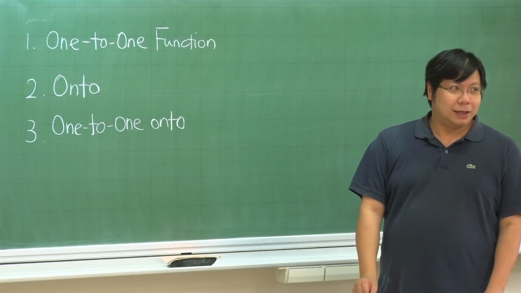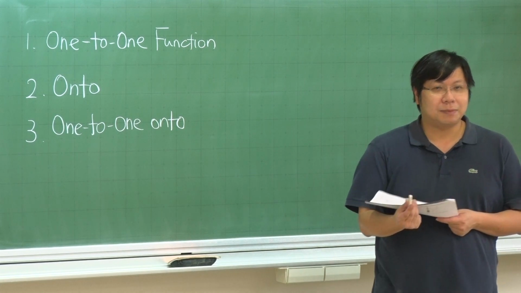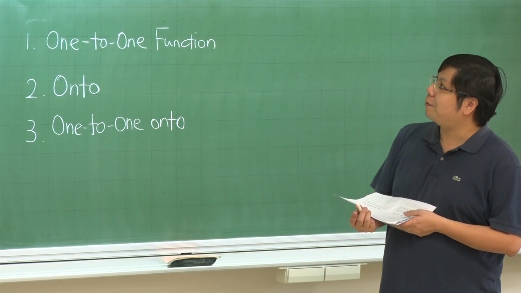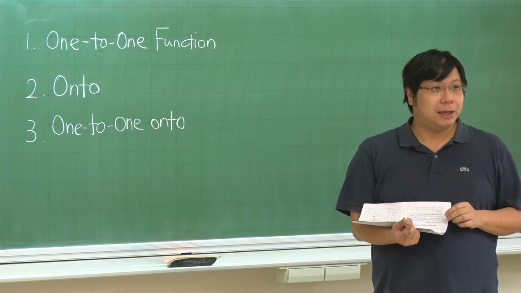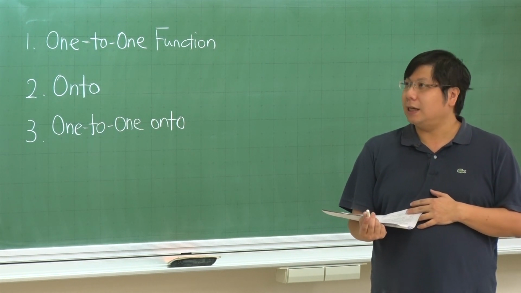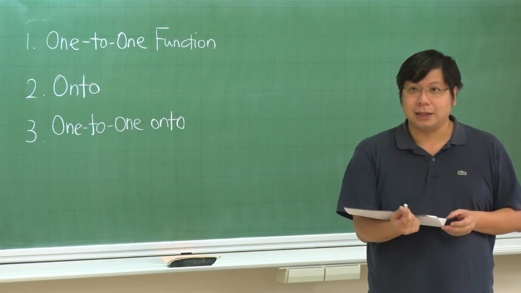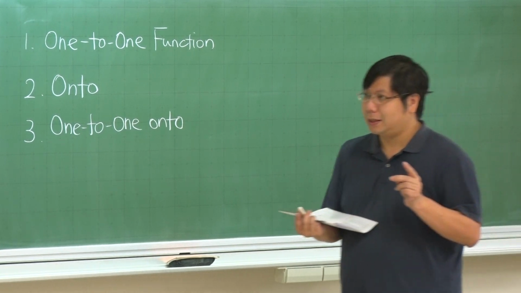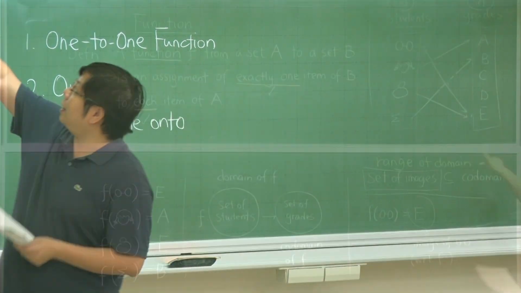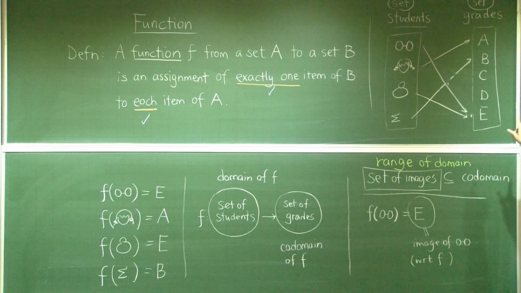Okay, so what are they? What is meant by one-to-one function? One-to-one function has a further restriction. Each item of B can only be the image of only one item in A. So here, Shizuka is mapped to A. One thing is mapped to one thing. Tsuneo is mapped to B. One thing mapped to one thing.